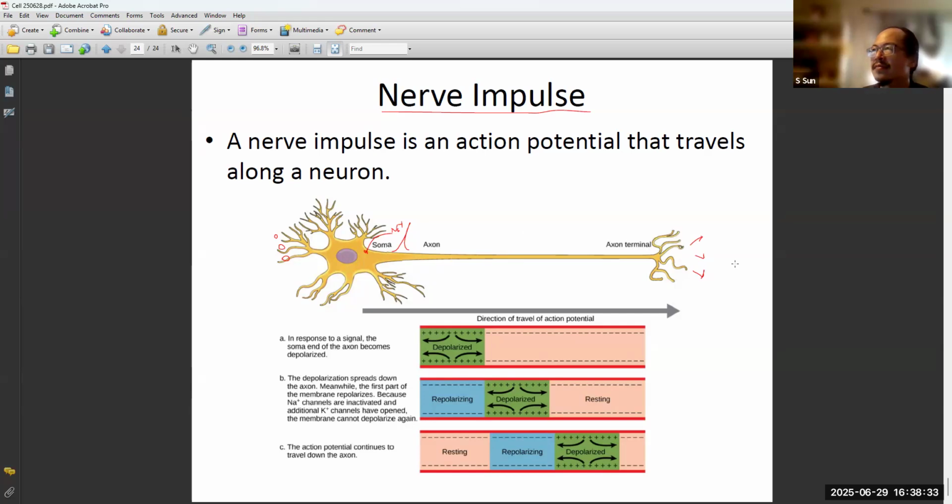Yeah. So that ends our lecture, and I hope it helps you to understand the importance of the cell membrane, and also from there to understand the membrane potential and the action potential. Let me know if you have any questions.